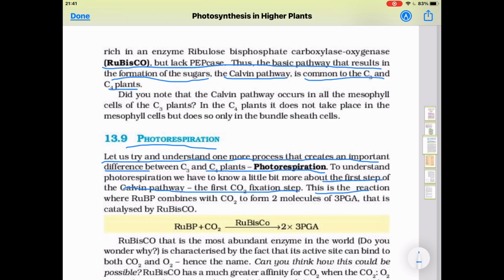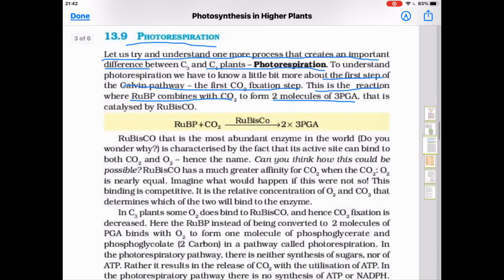This is the reaction where RUBP combines with carbon dioxide to form two molecules of 3-PGA, phosphoglyceric acid, that is catalyzed by the enzyme Rubisco. Rubisco, the most abundant enzyme in the world, is characterized by the fact that its active site can bind to both carbon dioxide and oxygen, hence the name ribulose bisphosphate carboxylase. If more carbon dioxide is present, it will combine with the carbon dioxide. And oxygenase, if the concentration of oxygen is more, then it will behave like oxygenase.